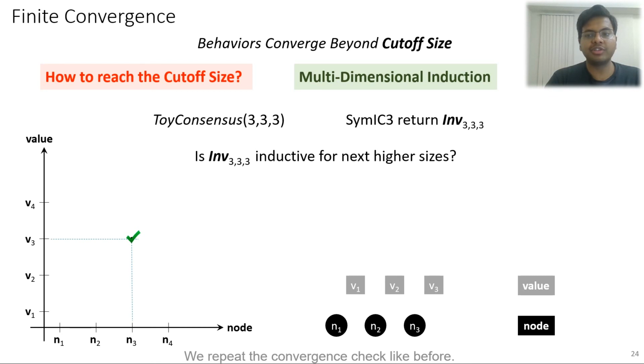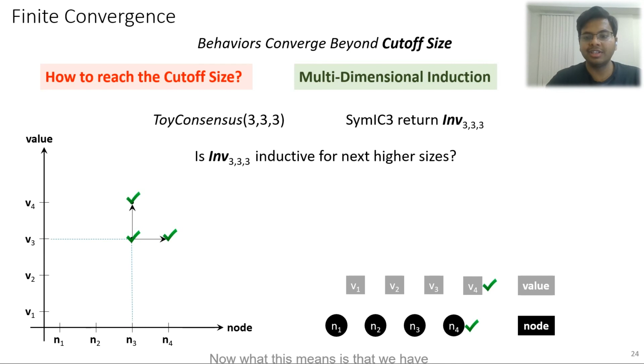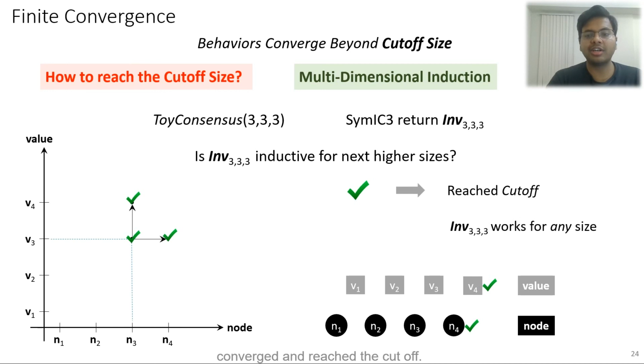We repeat the convergence check like before. That is, we add a node. Is it still an inductive proof? Yes, it is. Next, increase the value domain. Yes, it is still inductive. Now what this means is that we have converged and reached the cutoff. Adding a node or a value does not add any new behaviors that we haven't seen before, and therefore we have an inductive proof that works for any size.